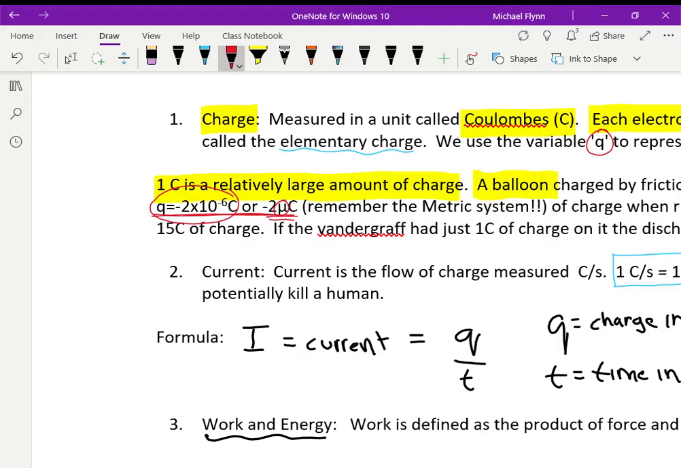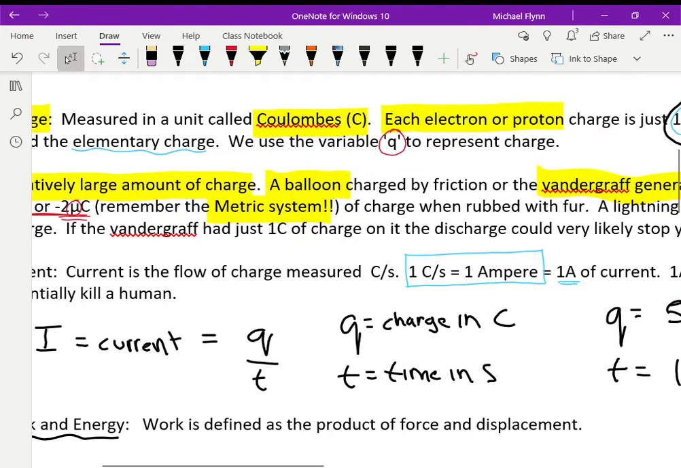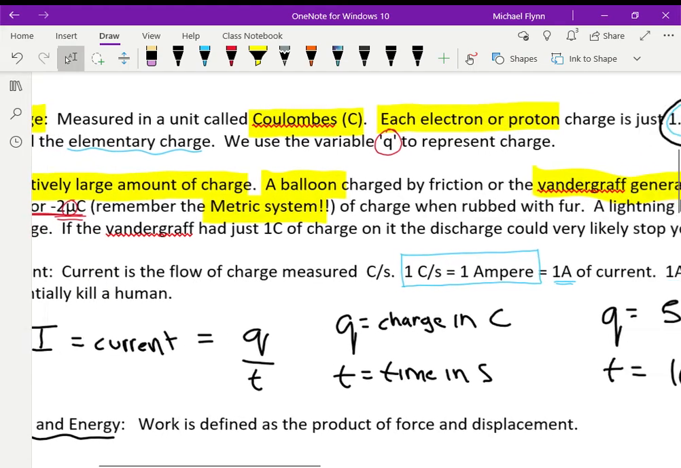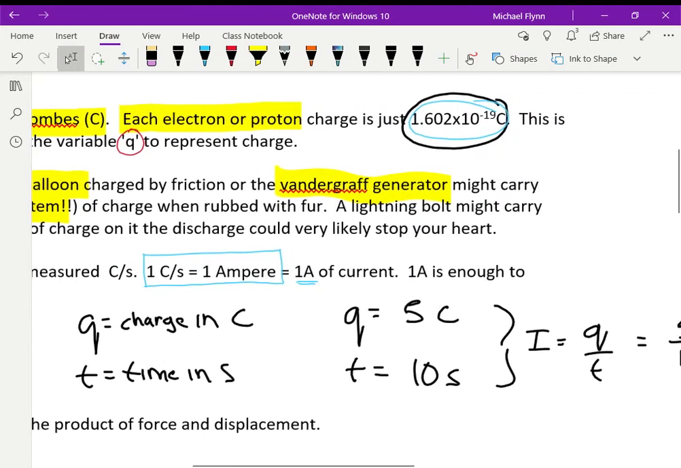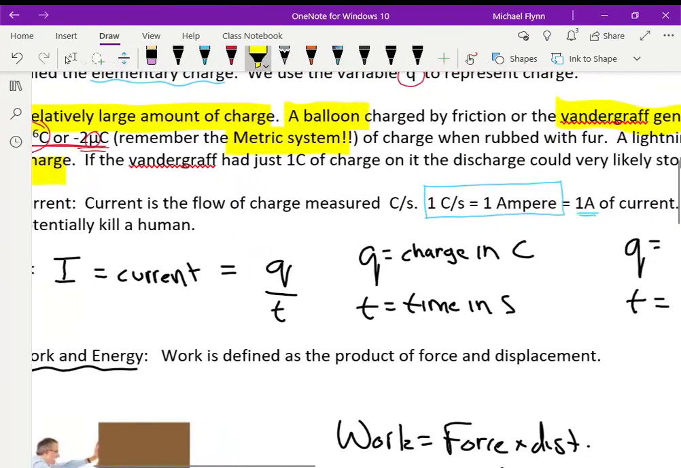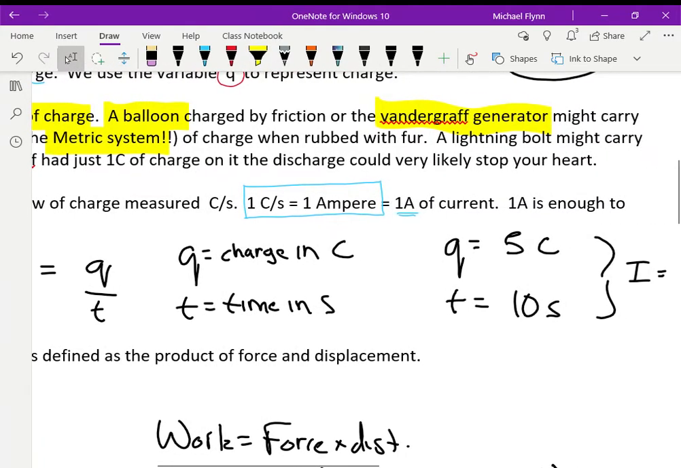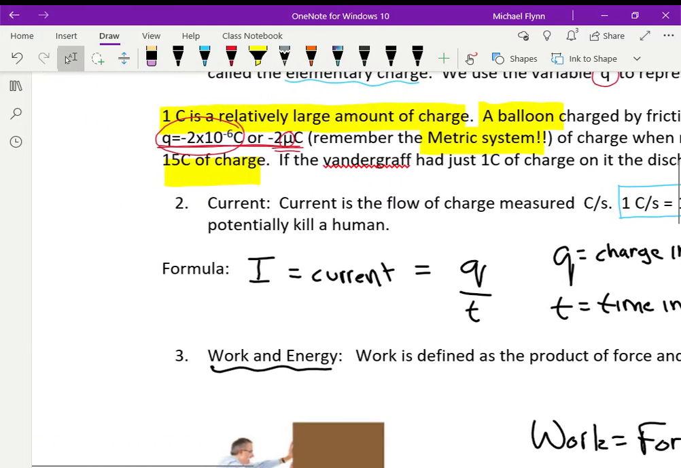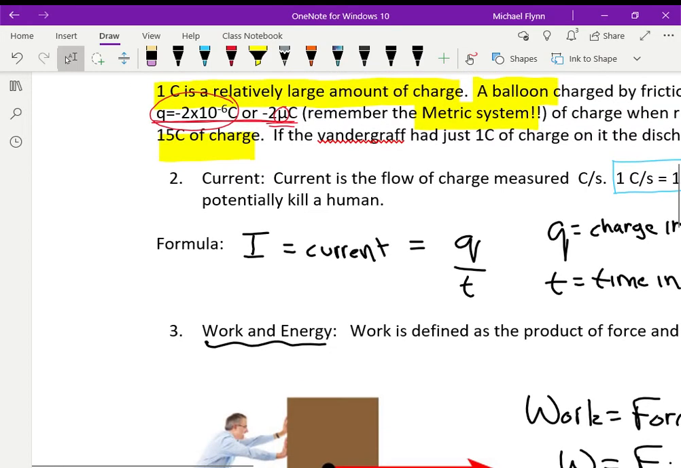Don't forget the metric system, okay? Anyway, when you rub a balloon on your head, you get millionths of a coulomb. That's typical. A lightning bolt, as I say, might carry 15 coulombs of charge. If the Van de Graaff had 1 coulomb of charge on it, the discharge would stop your heart, okay? And if you're not sure what that means, it means death. You do not want anything to stop your heart, unless, of course, you're having a heart attack.